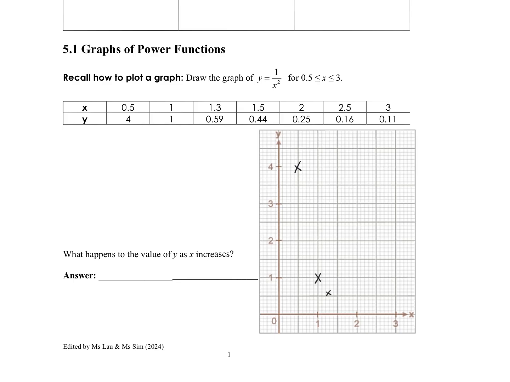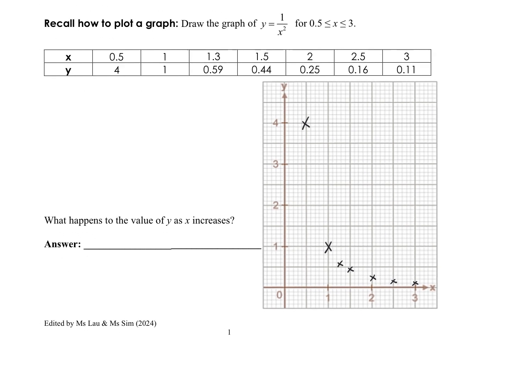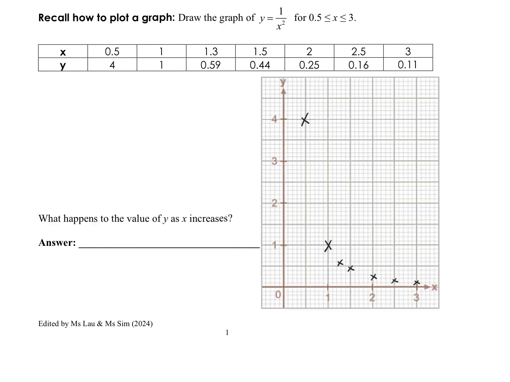1.5. 0.44. Okay, somewhere here. 2 and 0.25 here. 2.5 and 0.16 somewhere here. 0.1 here. Okay, so go and plot out the points. Estimate where the 0.16 is.